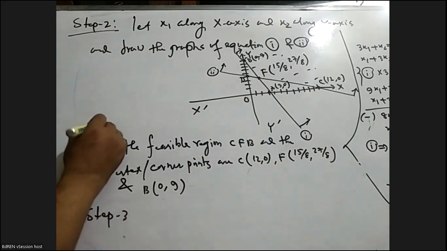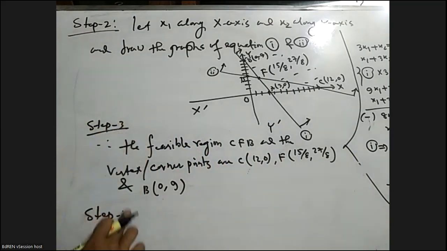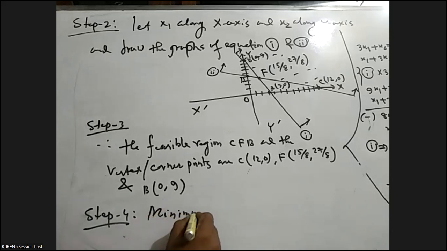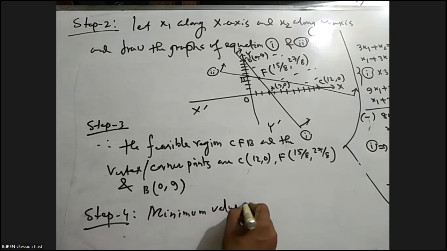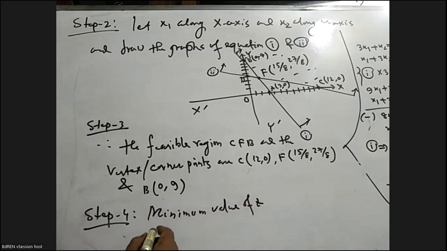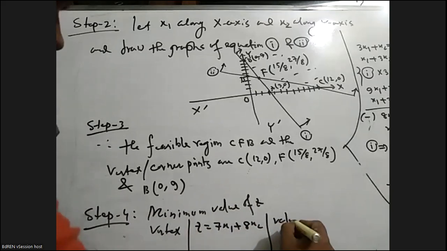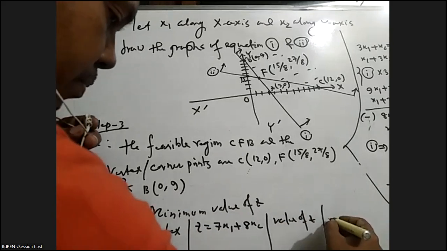Actually, this was step 3. So this will be step 4. Finding the minimum value of Z. How? At the vertex points. Z value: 7x1 plus 8x2. We take the next value of Z, then the minimum Z.